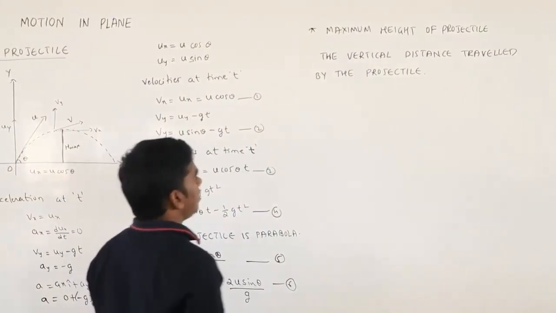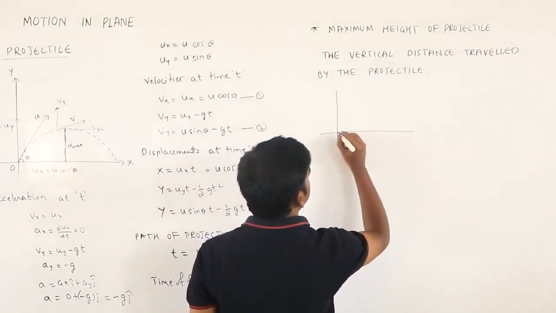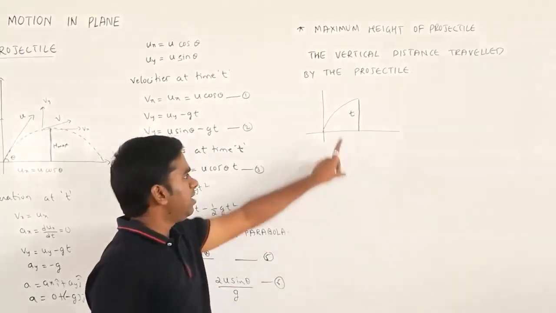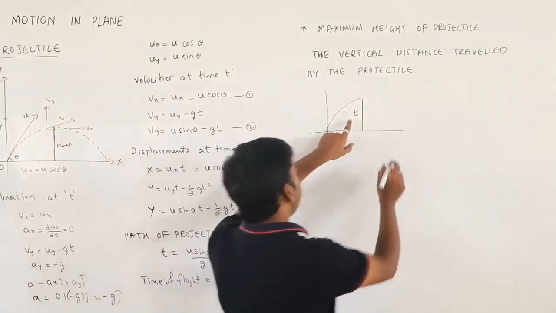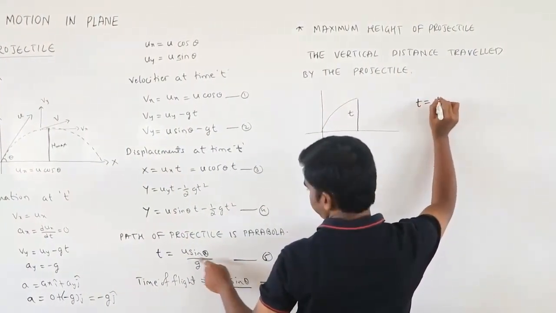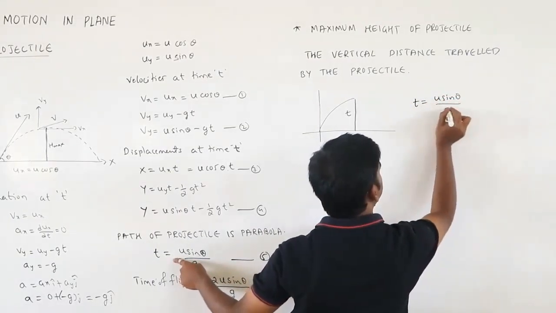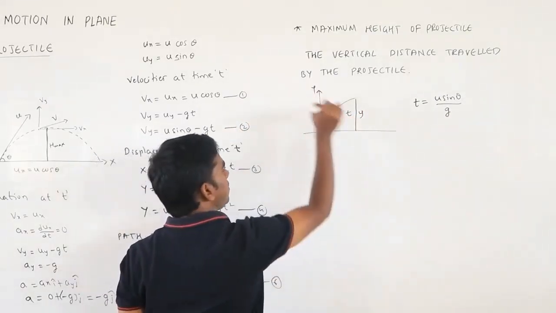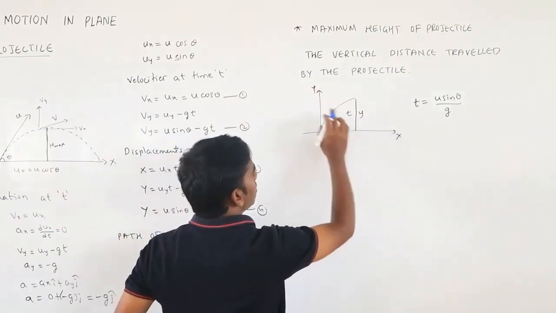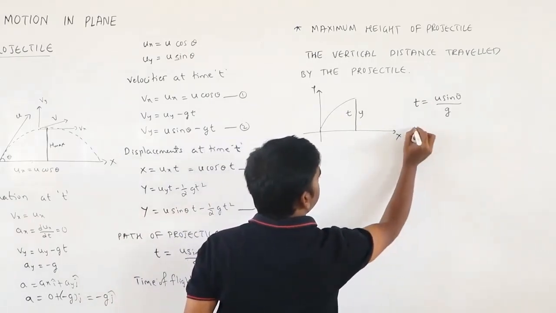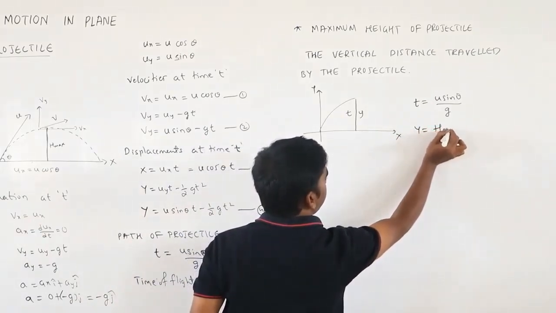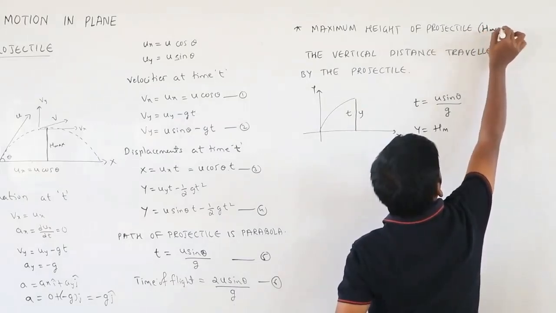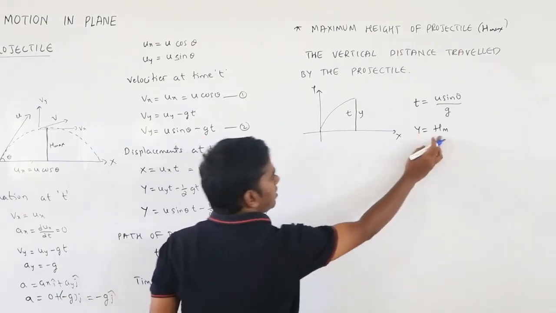So how can we find that? Maximum height attained by the projectile means it will go here. This is the maximum height. To come here, how much time will it take? It will take time t, the time taken to reach the maximum height. What is that time t? From equation 5 we got t equals u sin theta divided by g. So maximum height is nothing but y. This is the y axis and this is the x axis. We are not talking about the x axis, we are talking about the y axis. So you can take y equals maximum height. I will take hm, or h maximum, or simply you can take h also.